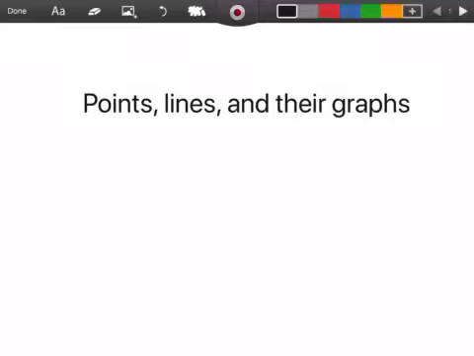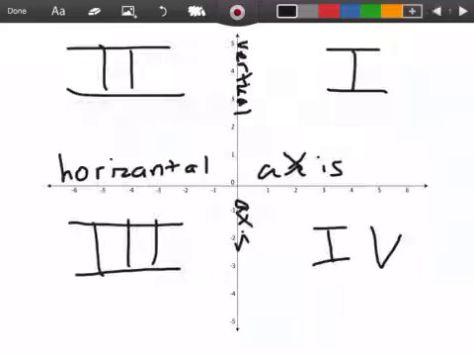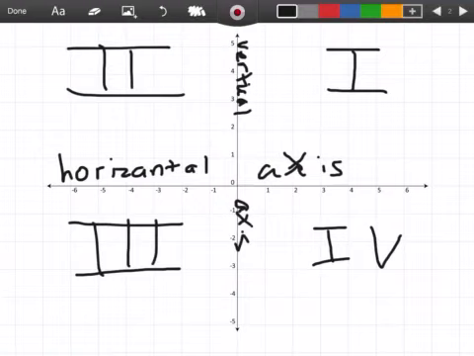Hello everybody, today I'm going to be showing you about points, lines, and their graphs. Before we start, we need to know some basic stuff about it. This is the x-axis, and this is the y-axis. X is horizontal, while y is vertical.